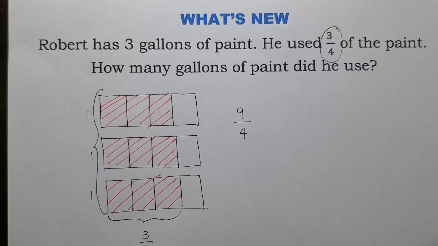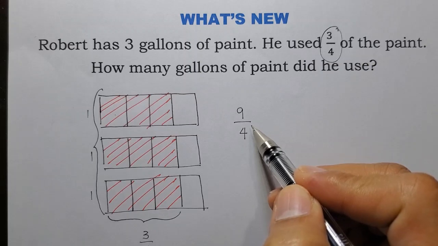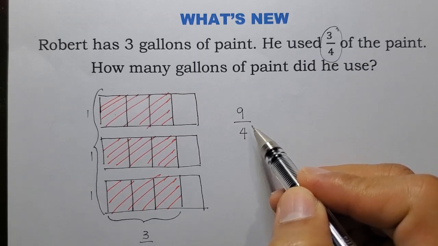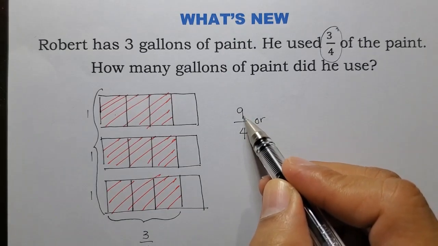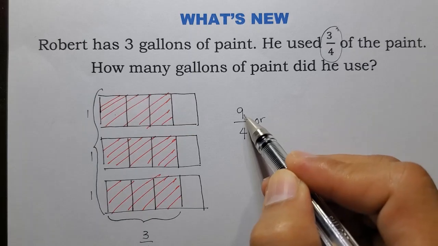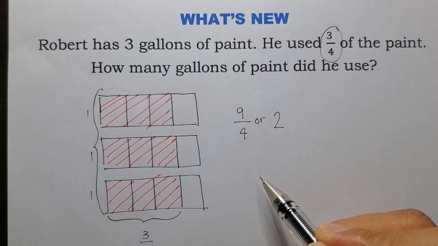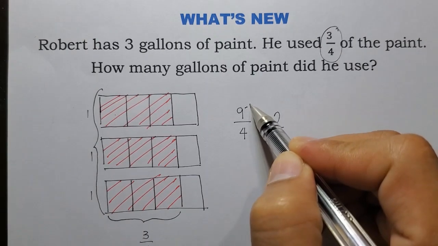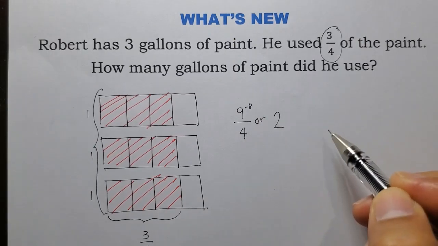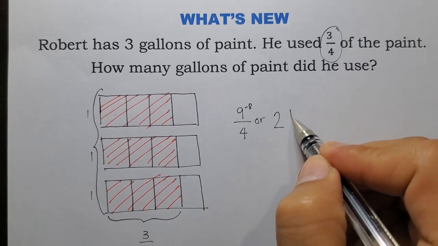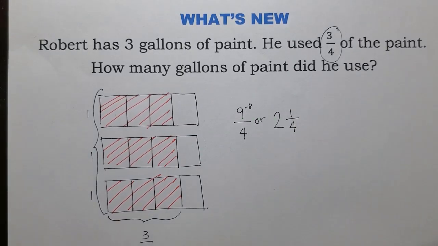This 9/4 is an example of an improper fraction, which could also be expressed in mixed form. Divide 9 by 4. How many 4s are there in 9? That's 2, 4, 8. If we take 8 from here, because that is two 4s, which is equal to 8, and subtract, the remainder is 1. Then you copy the denominator 4. Therefore, the answer is 2 and 1/4.